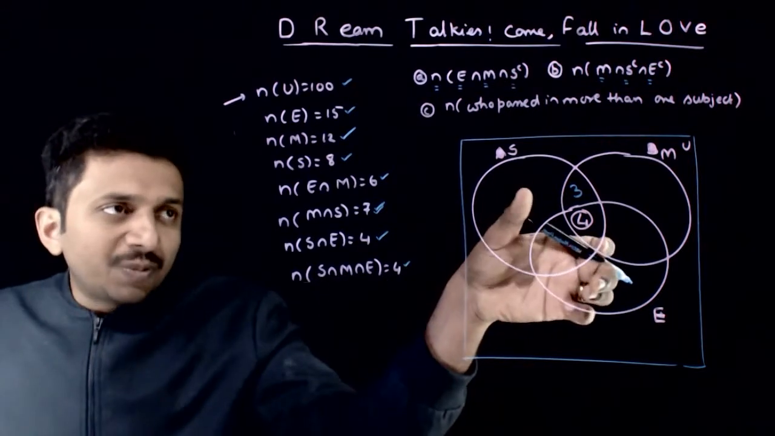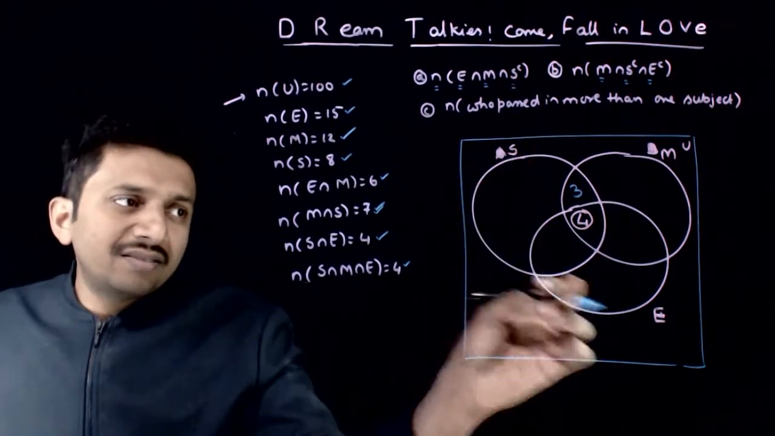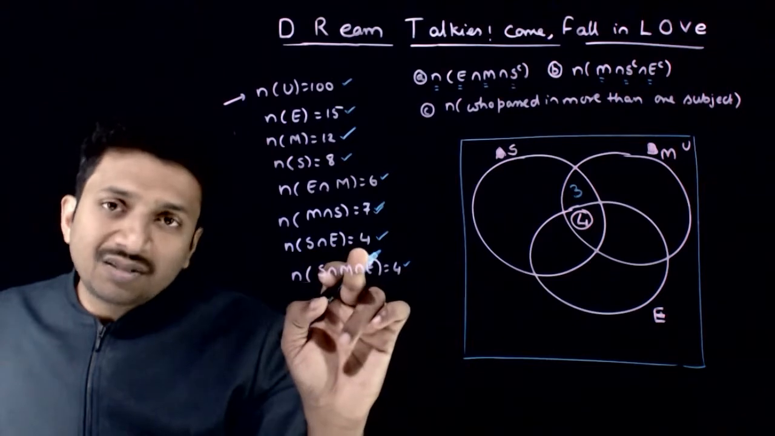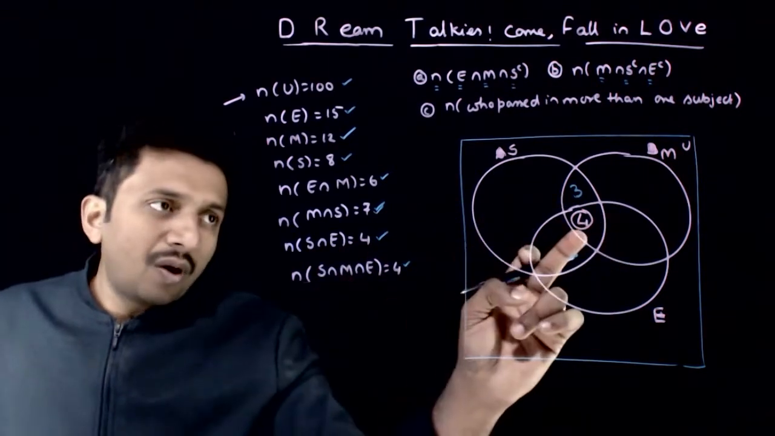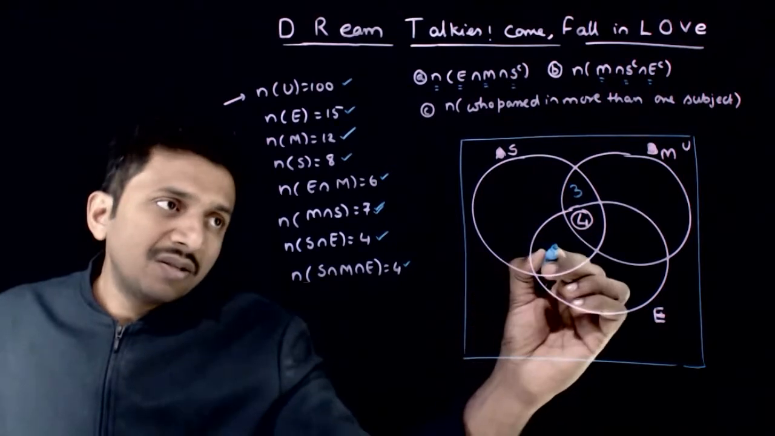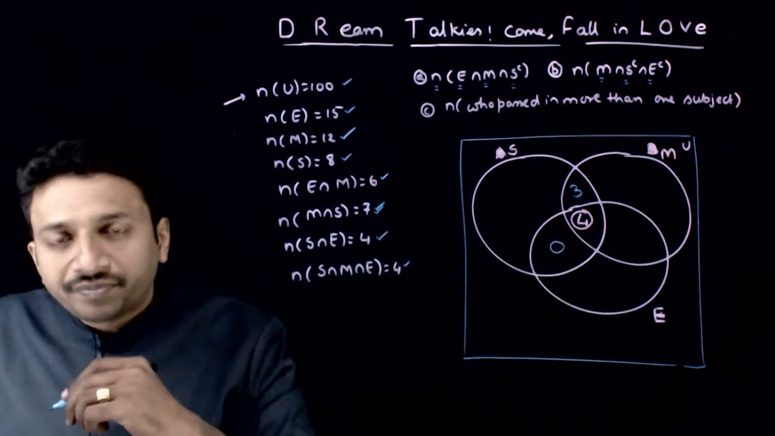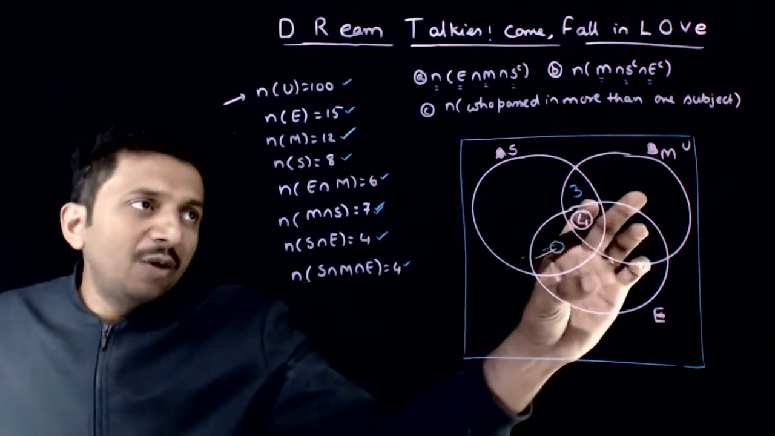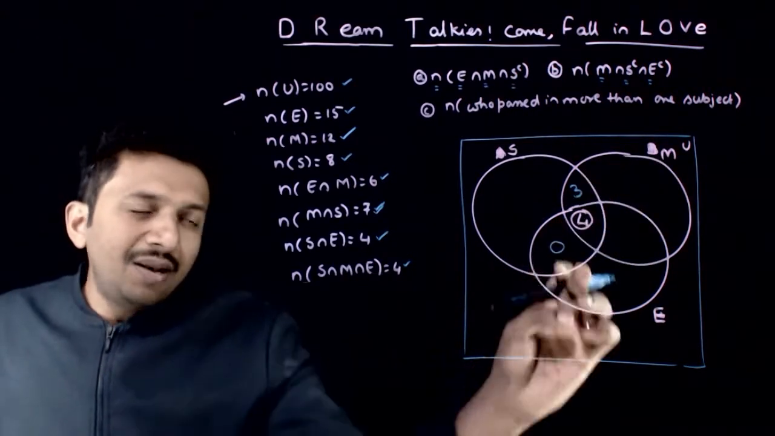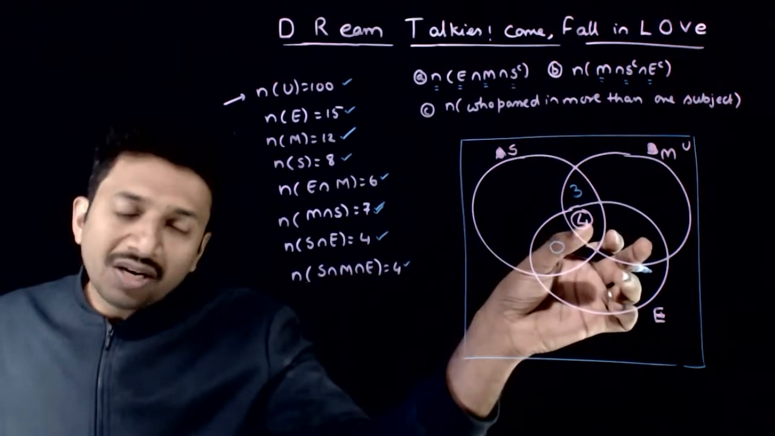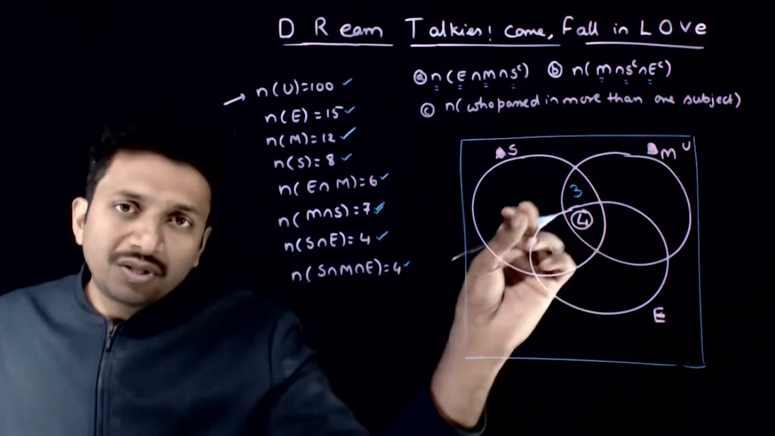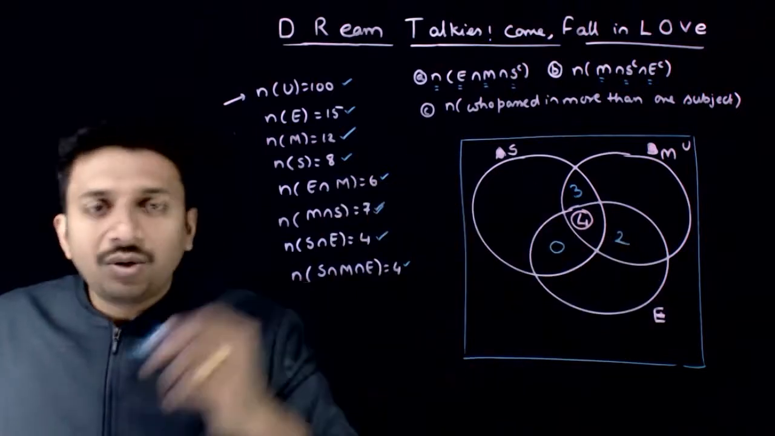How many students passed in English and science? English and science, 4 students. So this whole intersection has 4 students. Already 4 students have come here, so there are no students here, 0. Next, how many students passed in maths and English? There are 6 students. So this whole region contains 6 students. 4 students are already there, so the remaining 2 students are here.